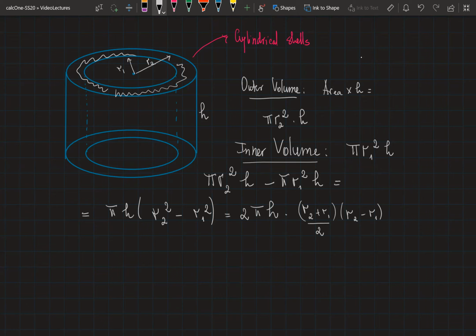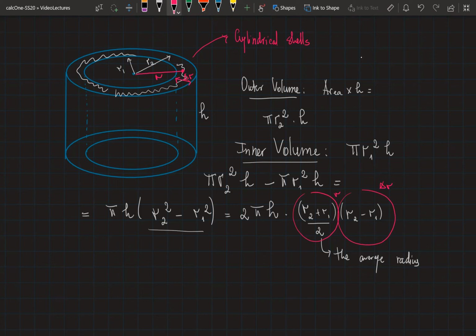There is a reason why we wrote down these two forms. The reason is that (R1 plus R2) over 2 is actually the average radius, the average between R1 and R2. Graphically, it gives us the radius to the middle of this thick wall. I'm going to denote this simply as R. And R2 minus R1, which is the thickness of the walls of the cylindrical shell, is going to be denoted as delta R.